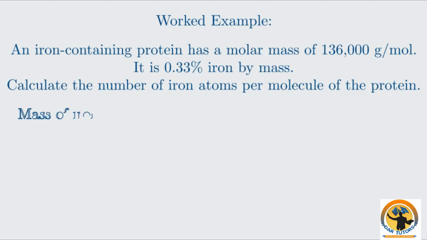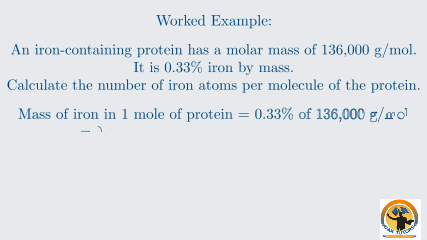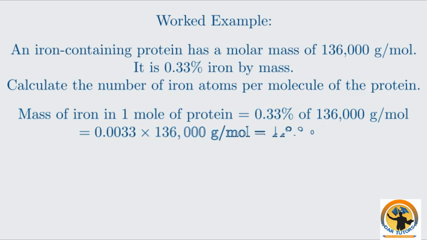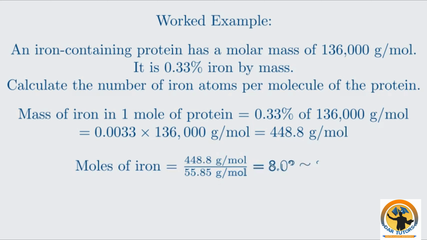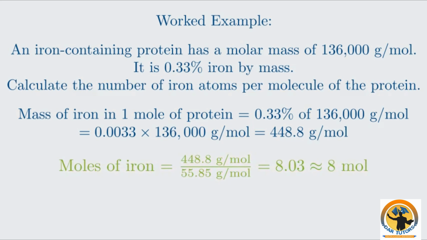1 mole of the protein weighs 136,000 grams. Since 0.33% of this mass is iron, we multiply the molar mass by 0.0033. This gives us 448.8 grams of iron per mole of protein. Next, we convert this mass of iron into moles of iron. We divide the mass by the molar mass of iron, which is 55.85 g/mole. So 448.8 grams divided by 55.85 grams per mole gives us 8.03 moles of iron. Since a molecule must have a whole number of atoms, we round this to 8 moles of iron.